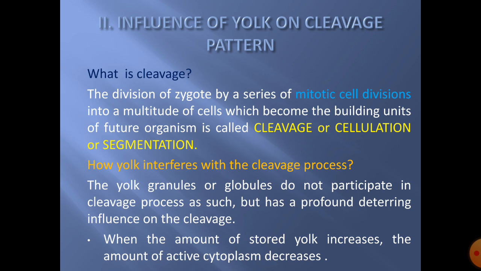And this cleavage is called by various names like cellulation or segmentation. And here I should tell you what a zygote is. A zygote is a diploid cell formed by the union of a haploid sperm and a haploid ovum during the process of fertilization. This zygote undergoes the developmental processes, and the first stage in the developmental process is the cleavage.